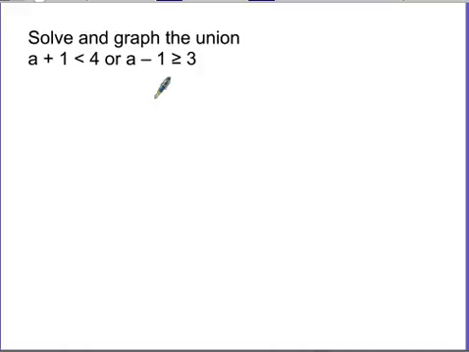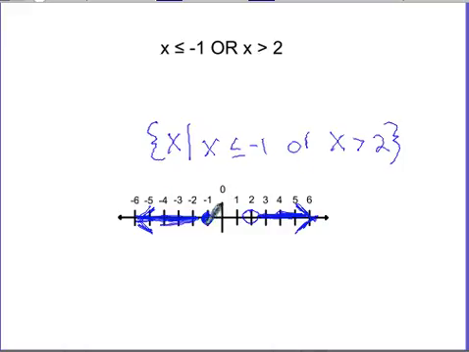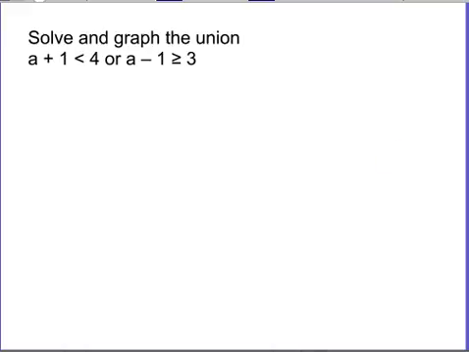Solve and graph the union. I forgot to say, when we have an or statement graphed on the same number line, it's called a union of the two graphs. So we're joining together two different graphs that go different directions. The graphs don't intersect, but they're still united on the number line. Solve and graph the union.